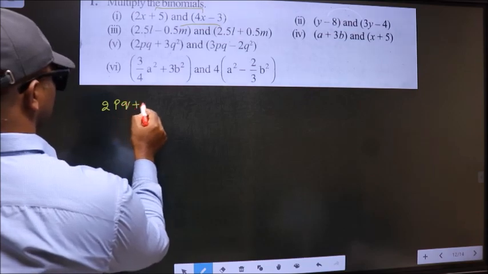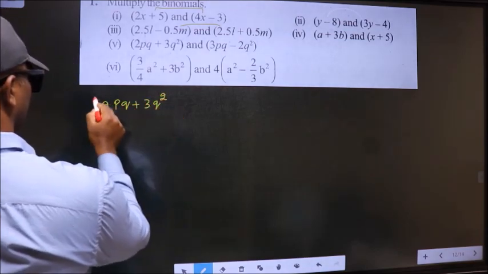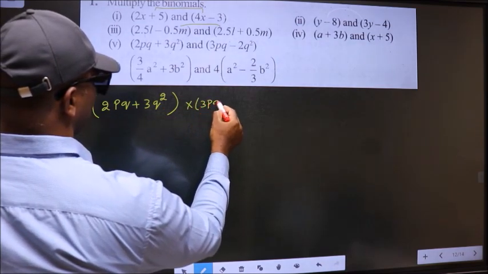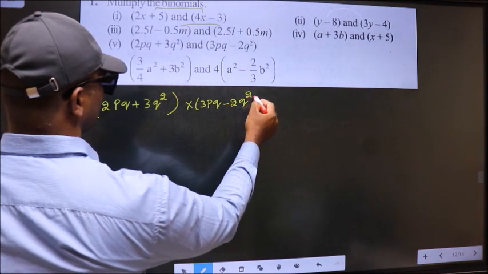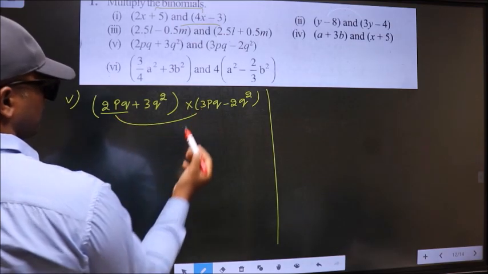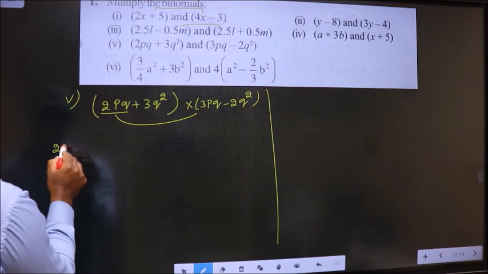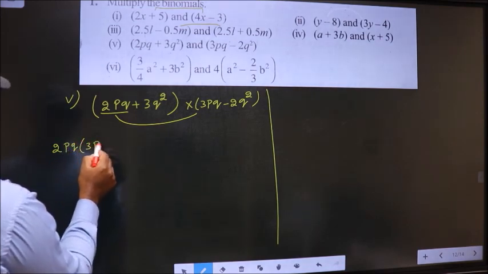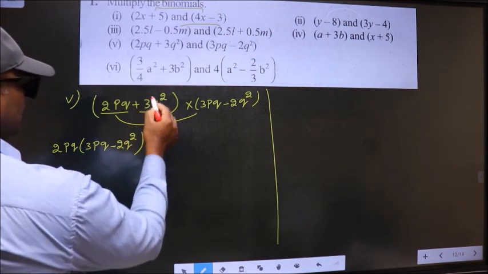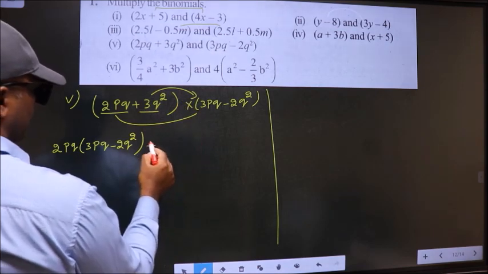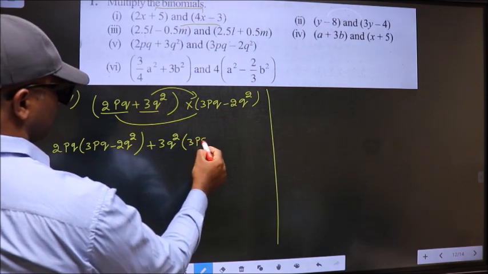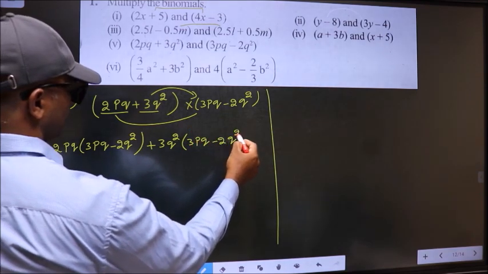Now next, fifth bit, 2PQ plus 3Q square into 3PQ minus 2Q square. Now first with 2PQ we should multiply this entire bracket, that is 2PQ into 3PQ minus 2Q square. Now with plus 3Q square we should multiply this entire bracket. So plus 3Q square into this bracket, 3PQ minus 2Q square.